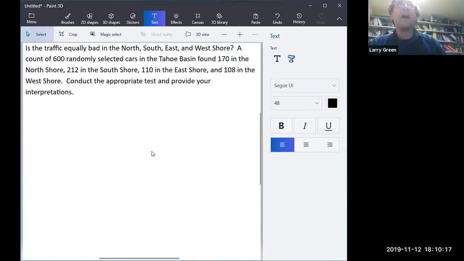You're going to ask this driver, what shore are you in? What area of Tahoe are you in? You're going to note what area of Tahoe this car is in. Does that make sense? That's a survey question. Notice they counted 170 in the North Shore, for example. What they counted was what shore they're in, and they checkmarked North Shore for that car. Then they get to the next car and say, that one's East Shore. You see that? So the survey question is, what shore are you in?